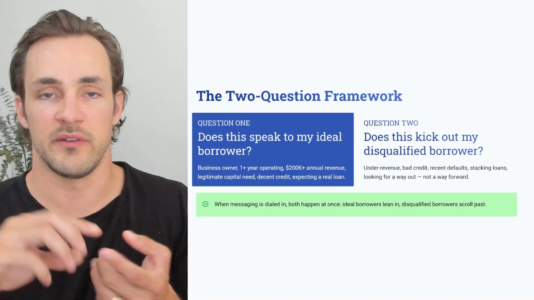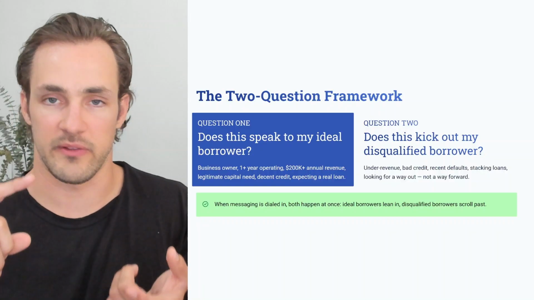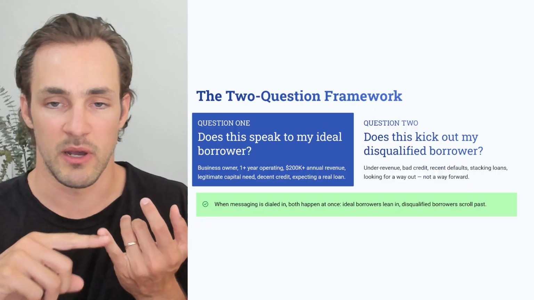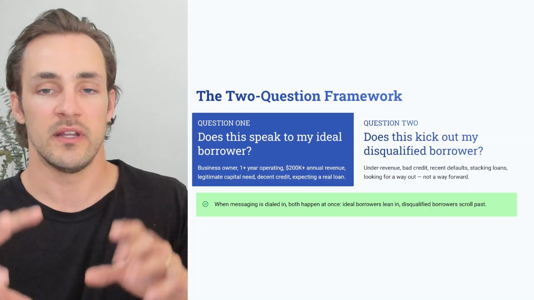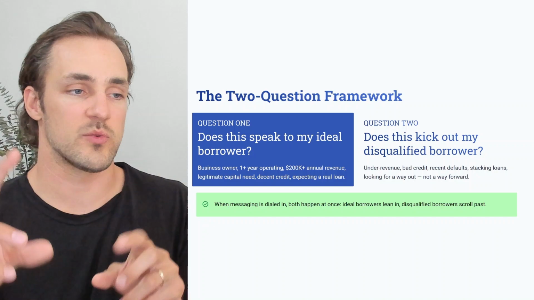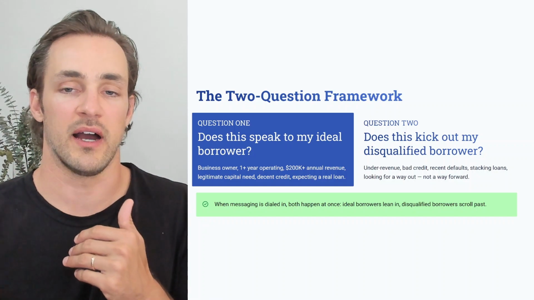And this is relevant for all of your marketing messaging, whether that's in your content, on your landing page, in your advertisements, or in your email marketing. It's all going to be relevant here. And so here's the framework. You want to ask yourself these two questions. Question one, does this speak to my ideal customer?